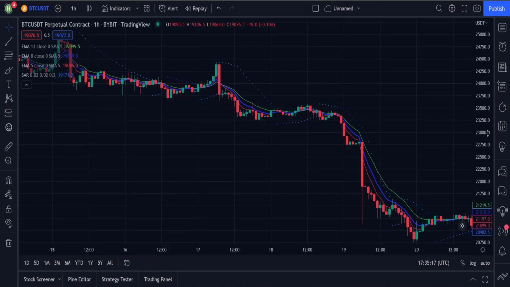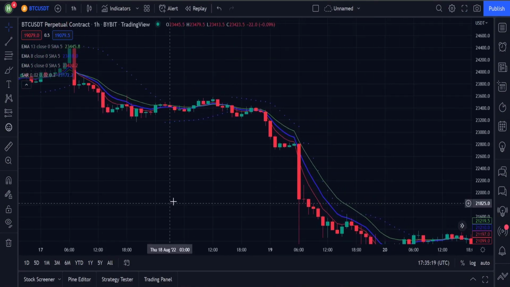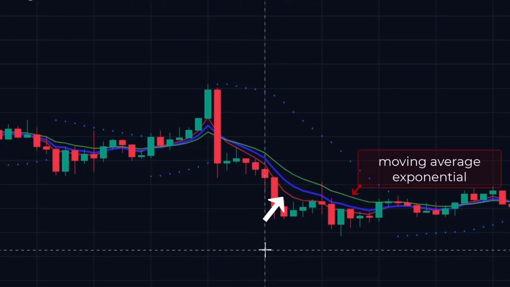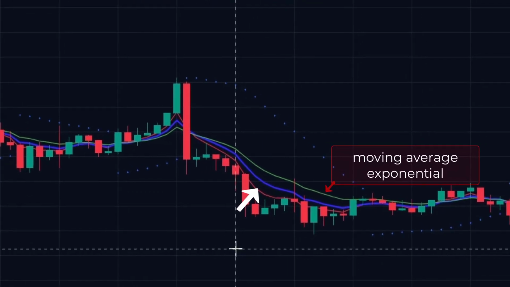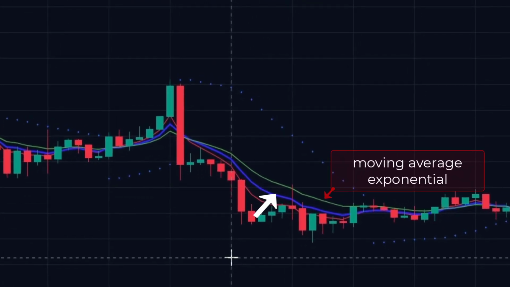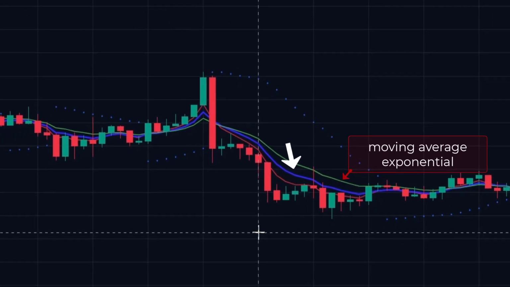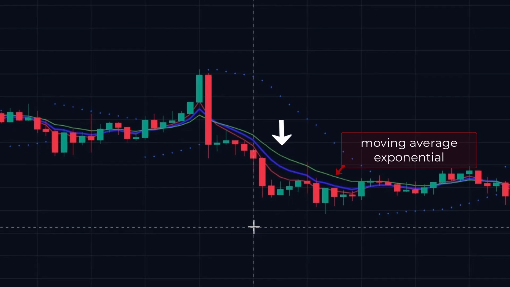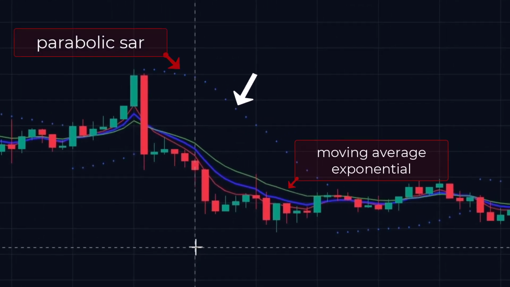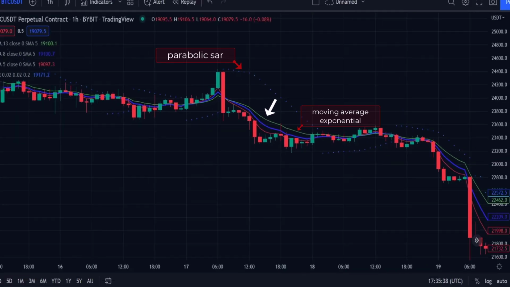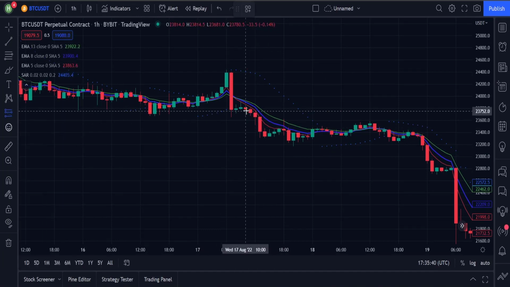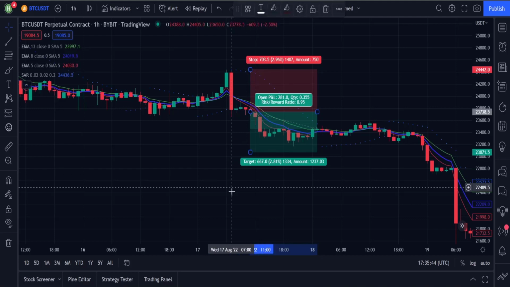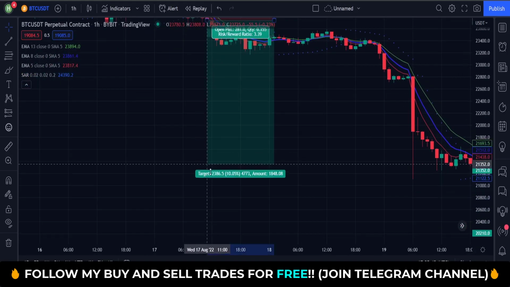Now let's take a look at the rules for entering a sell trade, which are exactly the opposite. First, the 5 EMA, which is the red line, has to cross below the 8 and the 13 EMA. Second, the 8 EMA, which is the blue line, has to cross below the 13 EMA. And finally, the parabolic SAR dots must be above the price action. So we'll enter this trade right here, and the stop loss will be set slightly above the recent swing high. Our take profit target will stay the same for a sell trade, and this would have been a successful trade.